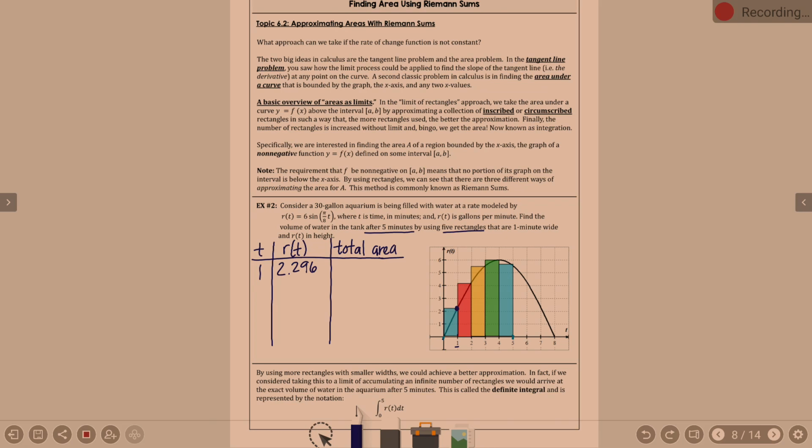So at this point, after one rectangle, what is the total area? 2.296. Okay, next rectangle. It's red on my paper. Where does it intersect the curve? At 2. So we're going to use t equals 2, yes? 4.242. 4.243. There we go.